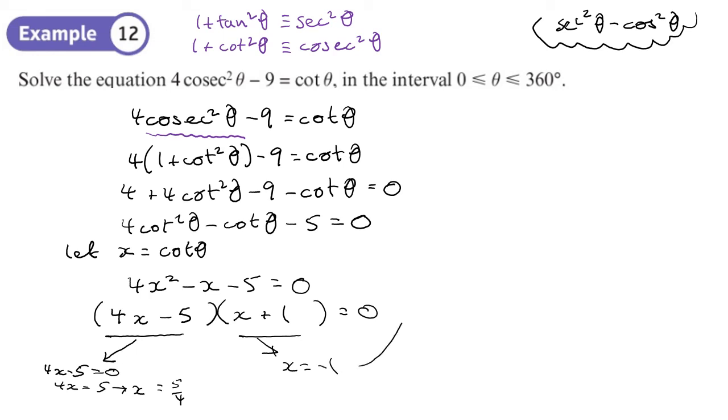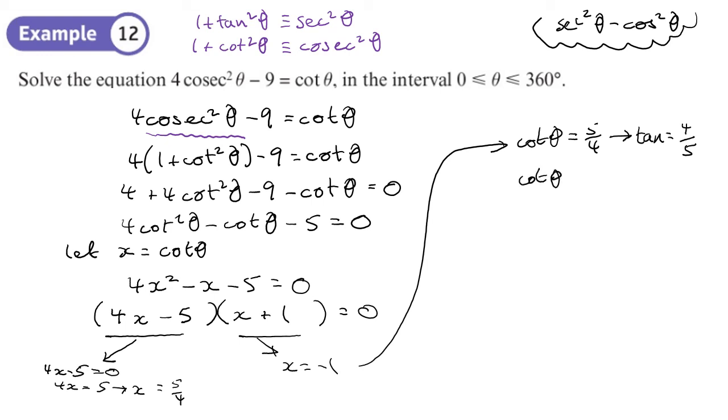Okay, from there we can say, right, well, cot theta equals 5 over 4. We probably want to work with tan theta because we've got a tan button. So tan is 4 over 5. And then the other value, cot theta, is negative 1. And that also means that tan theta is also negative 1. Reciprocal of negative 1 is negative 1. Okay, so from this point we can use our calculator to find the principal solutions, then a cast diagram.